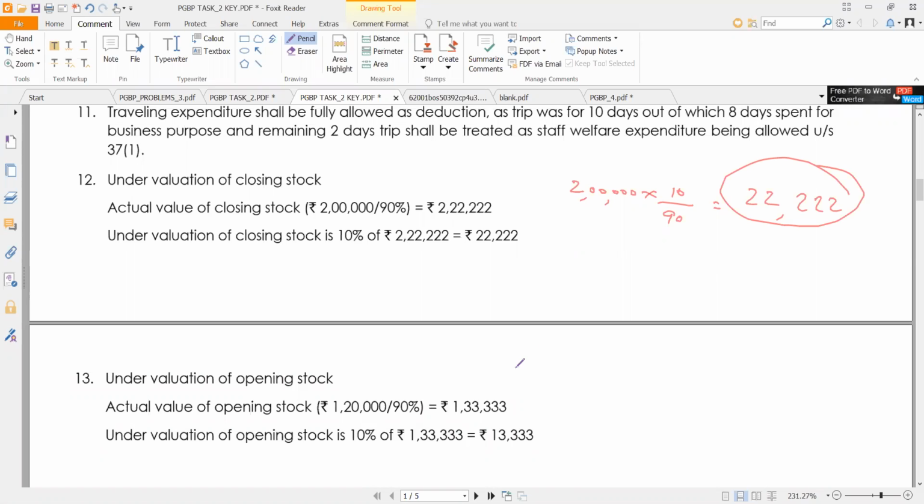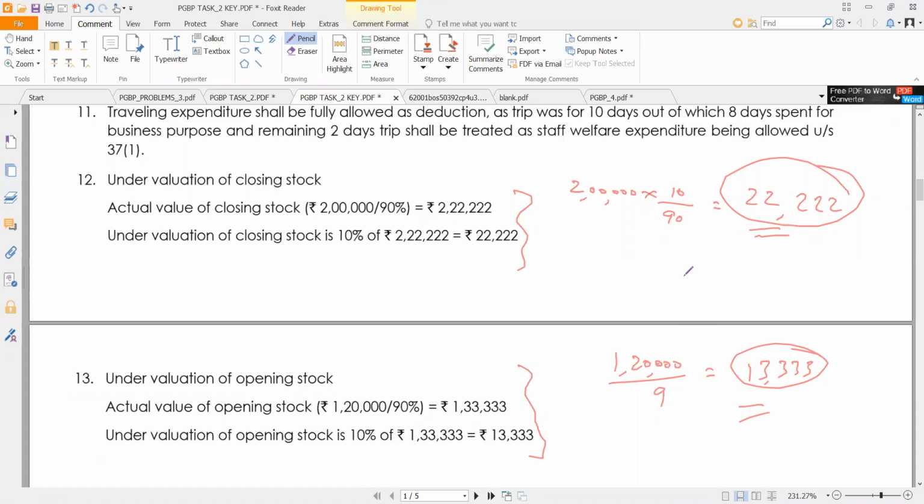How much is the undervaluation of opening stock? Same thing. 1,20,000, 1 by 9. So 1,20,000 divided by 9, simply 13,333 is the undervaluation of opening stock. We can do these things much simply. No need of all these double calculations. Not required. Answer is important. So this is the undervaluation. And adjustments have to be done.